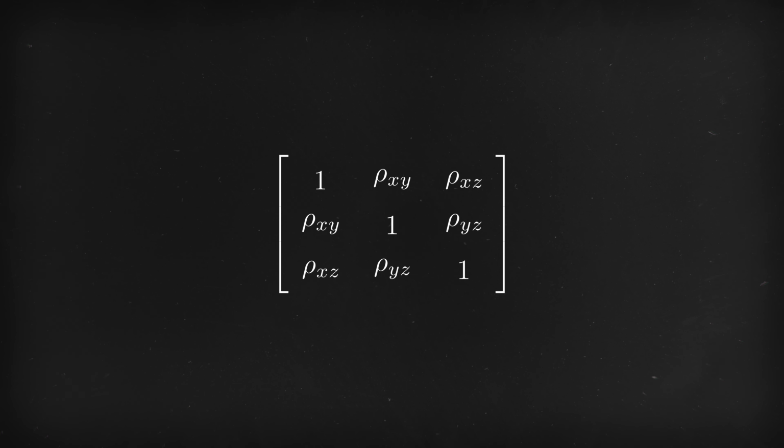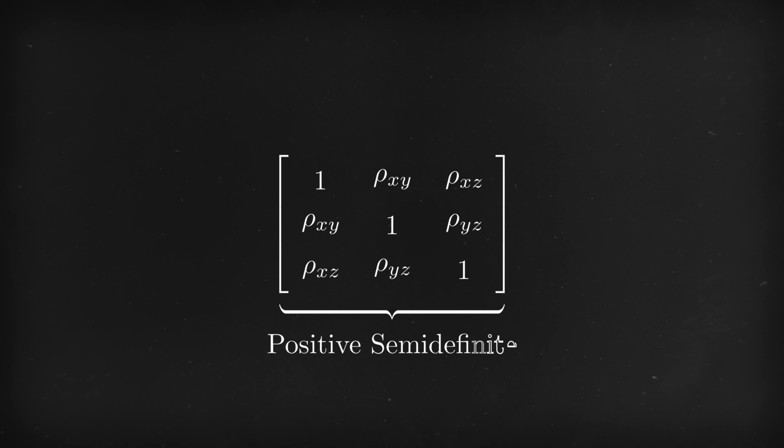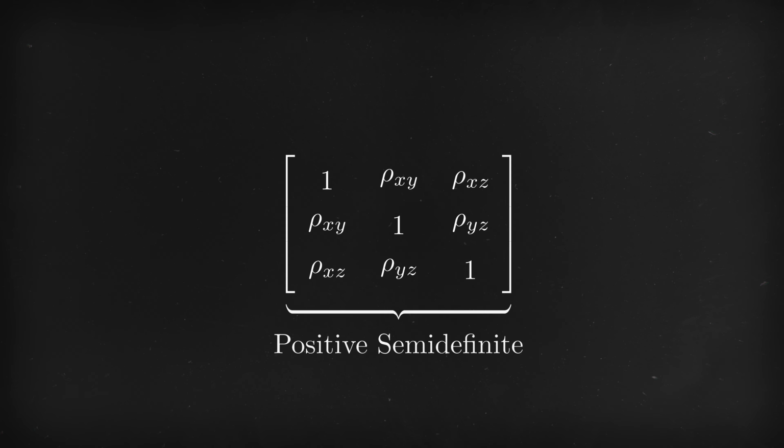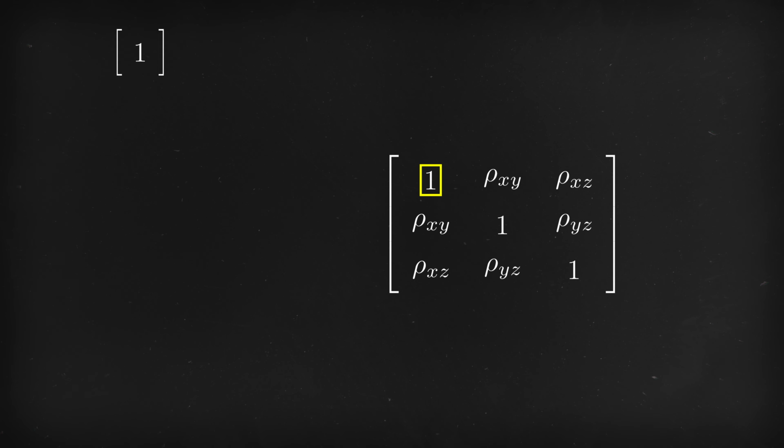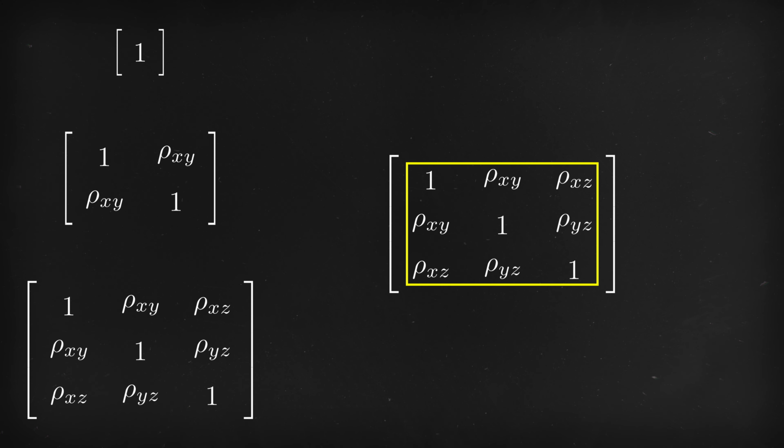The missing piece is that correlation matrices are positive semi-definite. In this video, we won't focus on what this means, but treat it as a constraint a correlation matrix must satisfy. We can check this by verifying that the determinants of each submatrix, formed by removing matching rows and columns from the full matrix, are non-negative.